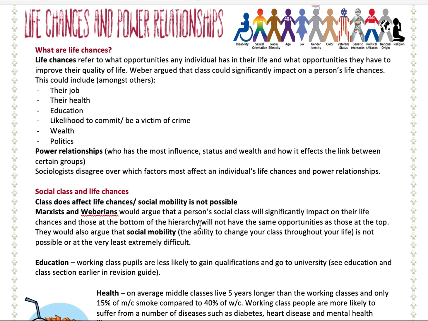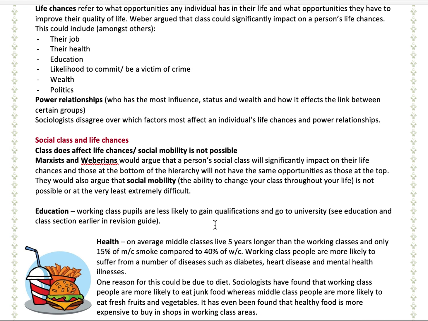Okay, life chances and power relationships. Life chances are the opportunities that someone has and the outcomes that they are likely to achieve. This can be to do with their job, health, education, involvement in crime, politics, poverty, etc. And then power relationships are people in society who have the most influence and those who are subject to being influenced.